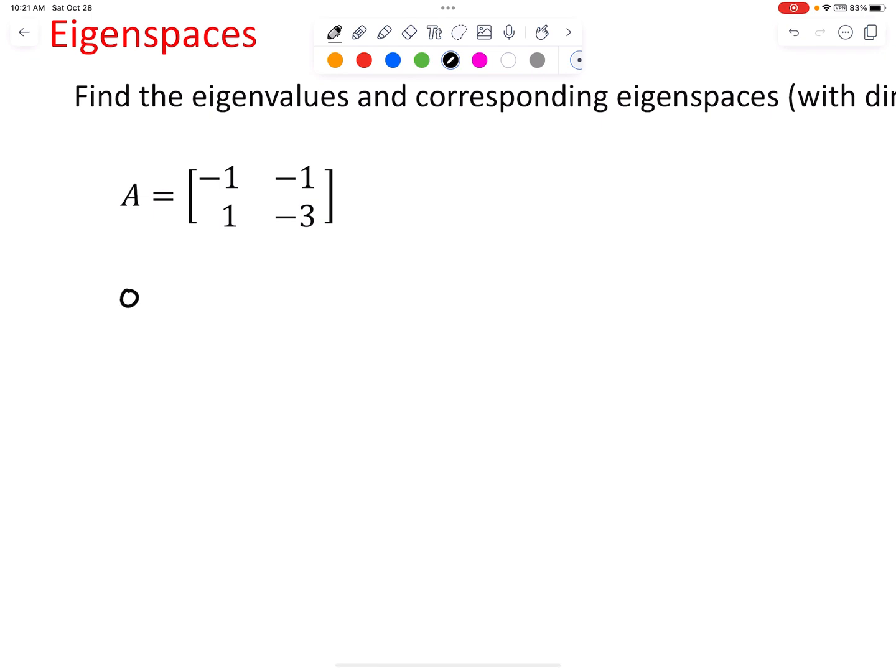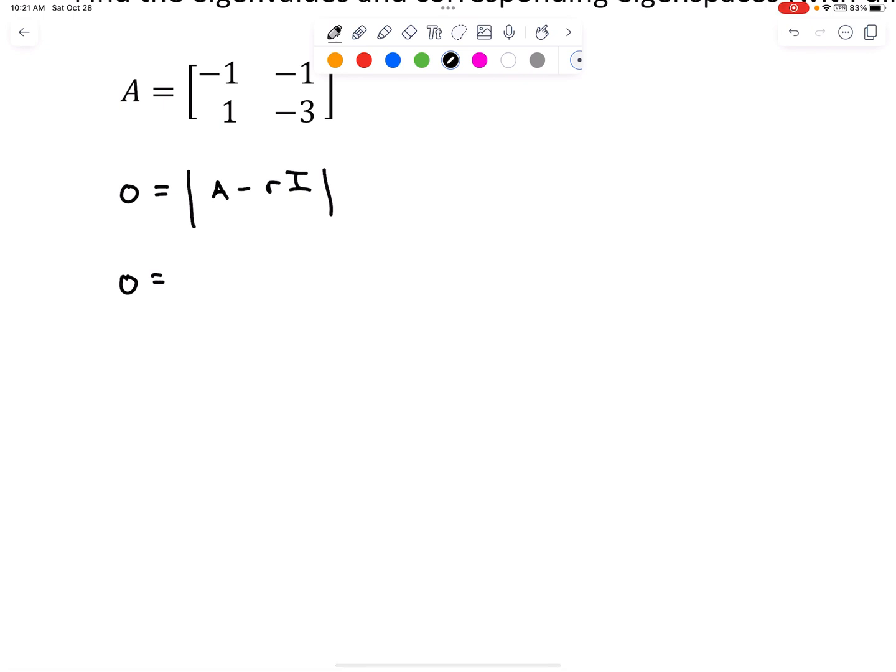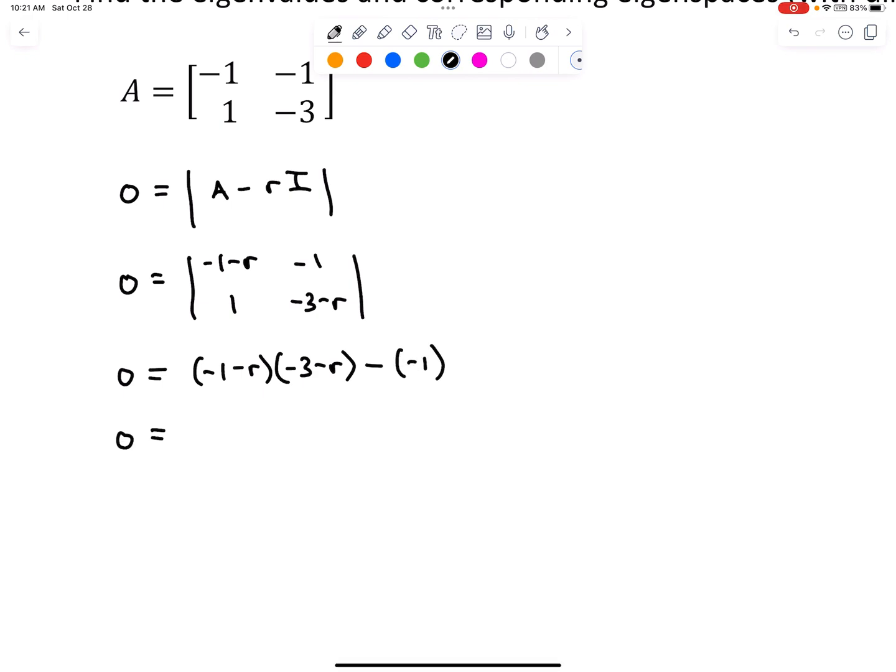So we want the scalar 0 to be equal to the determinant of this matrix A minus Ri, which means just remove R from the main diagonal. So -1 minus R and -3 minus R become the new main diagonal, and the other two entries stay the same. This is a 2 by 2, so calculate the determinant by multiplying the main diagonal and removing the product of the other two entries. Then FOIL this, giving us 3 plus R plus 3R plus R squared, and then minus -1, which becomes R squared plus 4R plus 4.